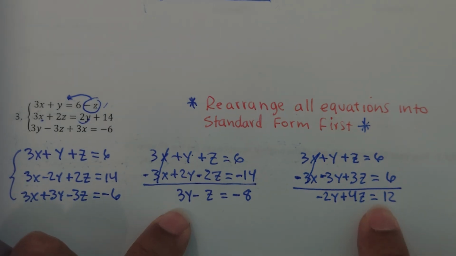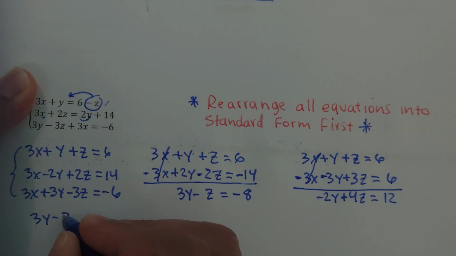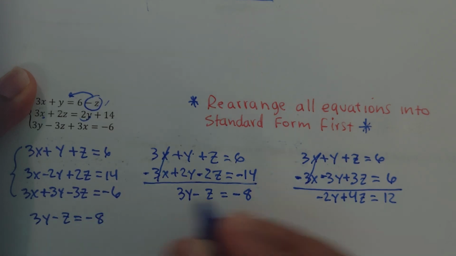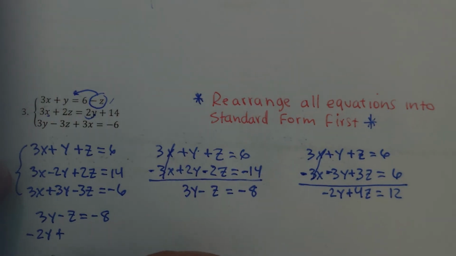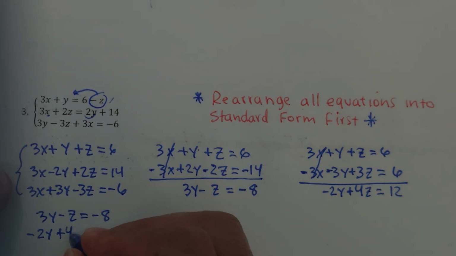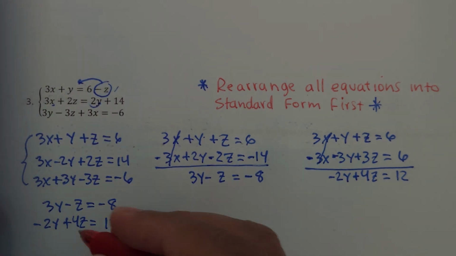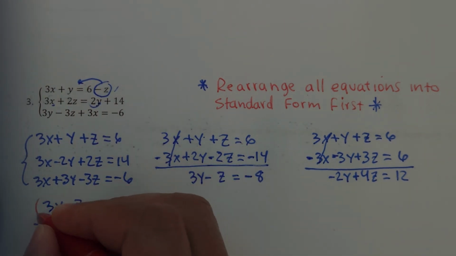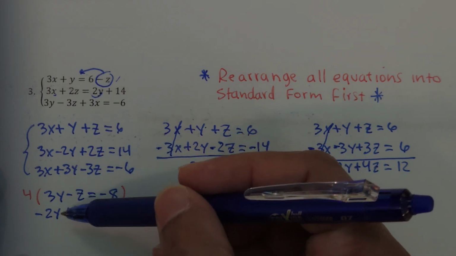So then I'm going to take these two equations. I have 3y minus z equals negative 8, and the second equation is negative 2y plus 4z equals 12. Then what I'm going to do is eliminate the z's, meaning I'm going to multiply the first equation by 4. But you could also eliminate the y's. If you want to eliminate the y's, you would have to multiply both of the equations.